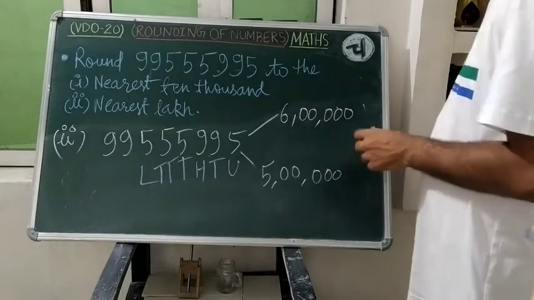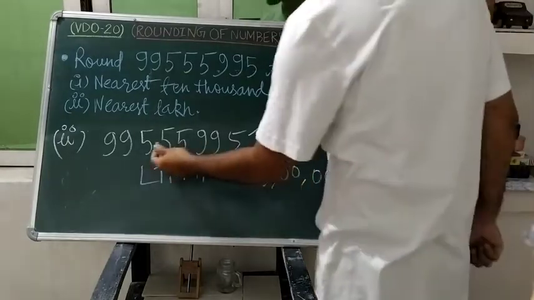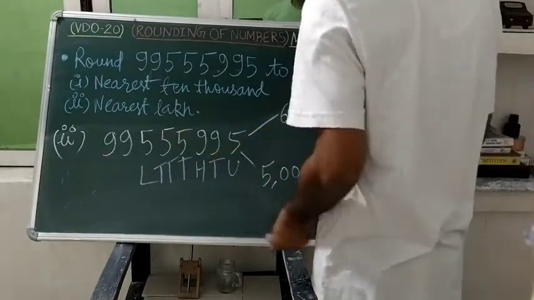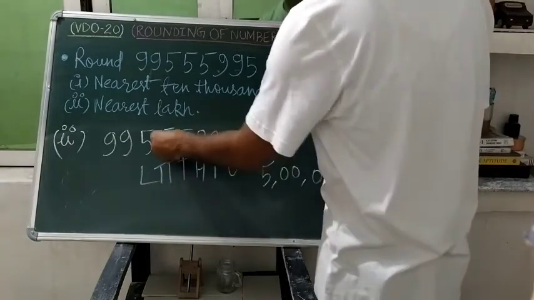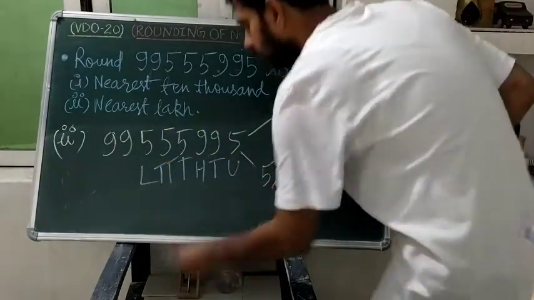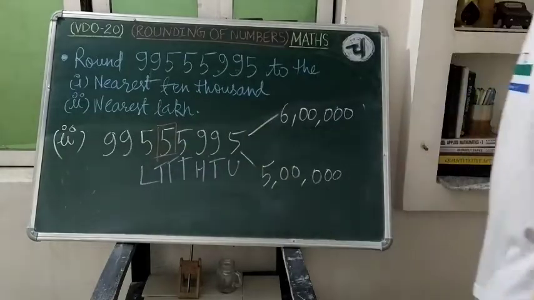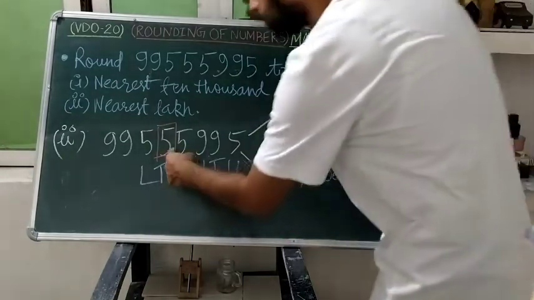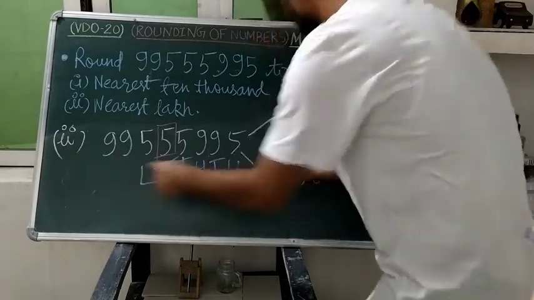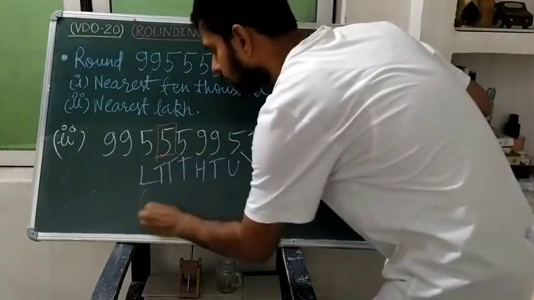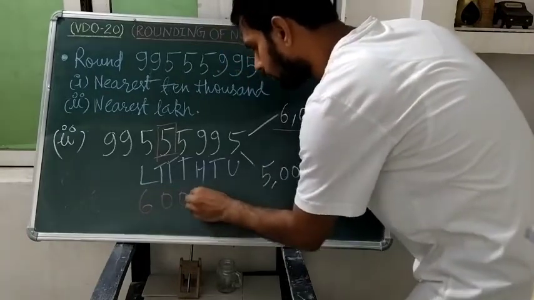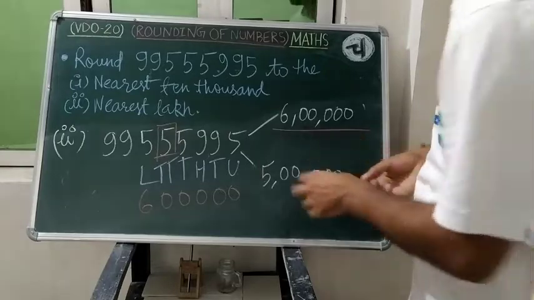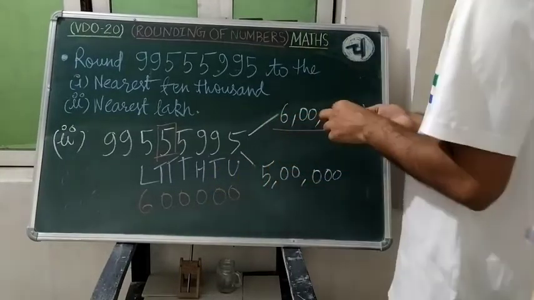So the next task is to select the number present on the right side of the place given to us. The place given to us is lakh. The number present on the right side of that is 5. And for 5, what will we do? We will round up. So at this place, what will we write? 6 lakh, with 5 zeros in the lakhs. Okay.